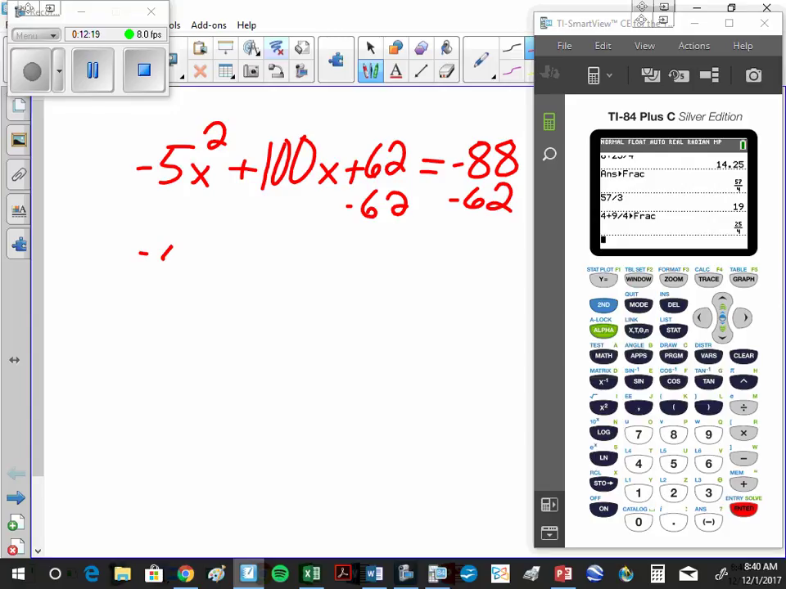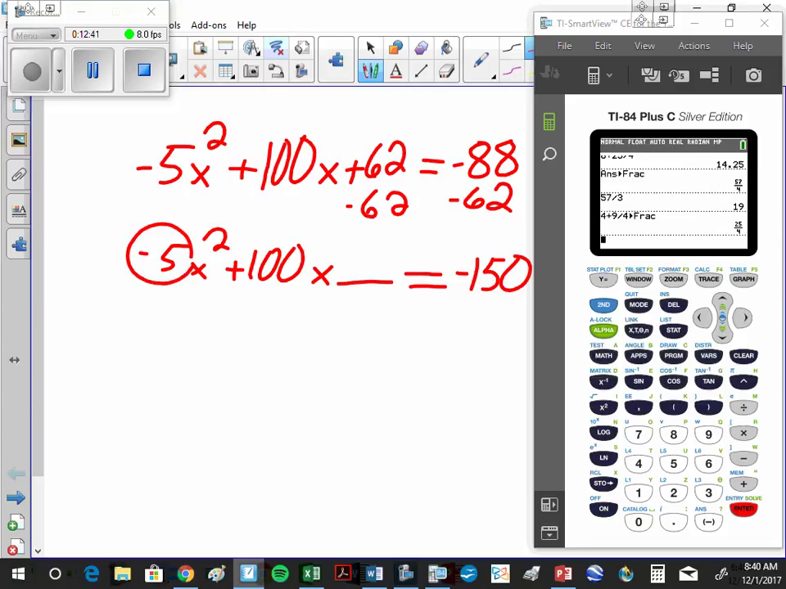and I get negative 5x squared plus 100x, leave a space, equals negative 150. Now can I divide out the 5? But I actually want to divide by negative 5, because if I divide by 5, this number is going to end up being negative 1. And the only way I can complete the square is if that number is a positive 1. Divide everything by negative 5, and I'll get x squared.